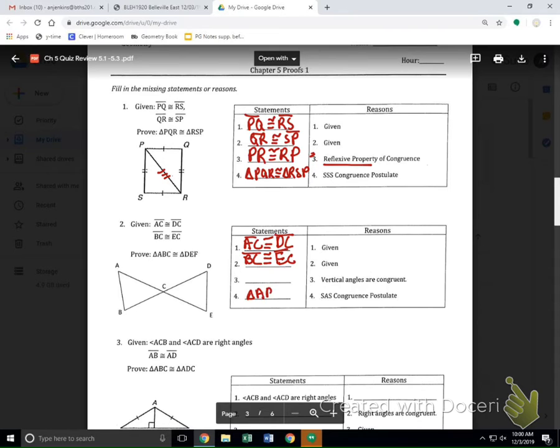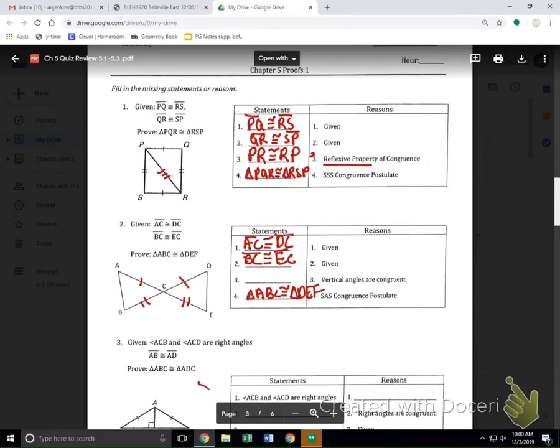So triangle ABC is congruent to triangle DEF. So we want to prove it here. It tells you by side, angle, side. None of the pictures have any of the symbols on it, so let's add those symbols. AC is congruent to DC, and BC is congruent to EC. We want to do side, angle, side. What do we know?